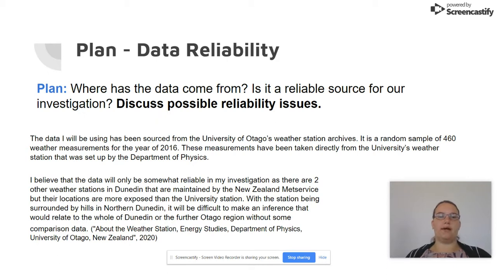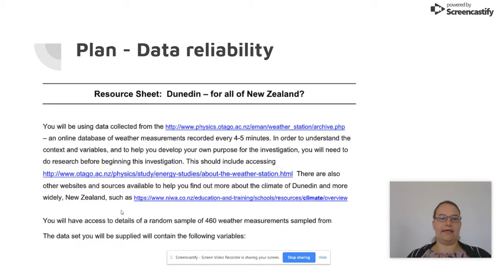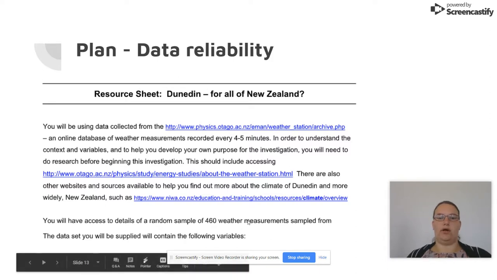So if I'm talking about data from the Otago University weather station, I can tell you that it has been sourced from the University of Otago's weather station archives. It is a random sample of 460 weather measurements for the year of 2016. Now, all of that information, if we just skip back, is given on this page. It is collected from the Otago University website in their archives, and I will have access to a random sample of 460 weather measurements.